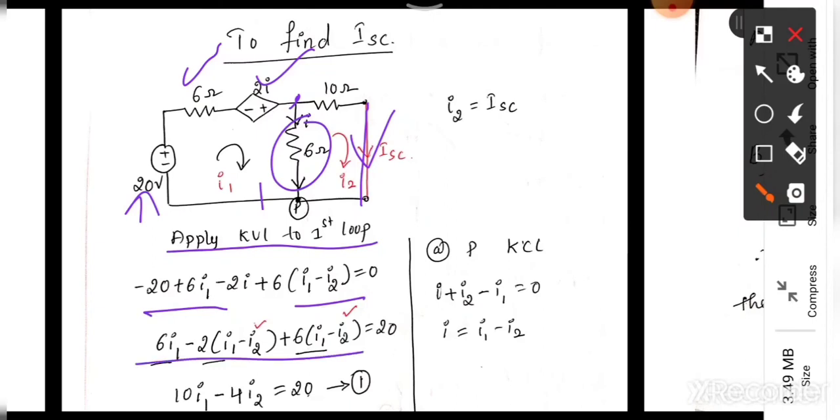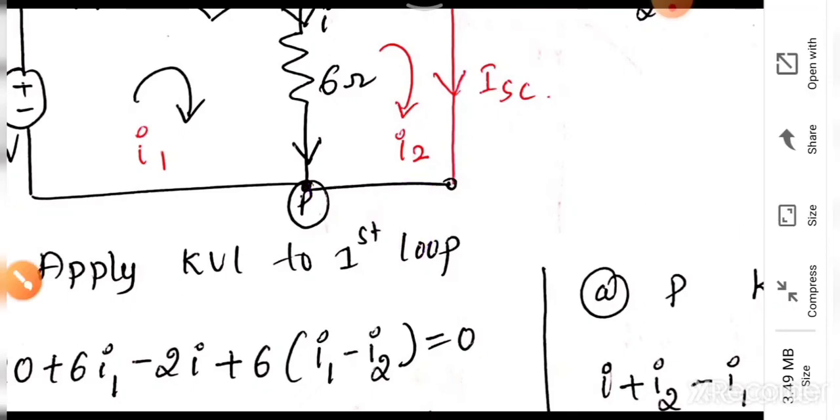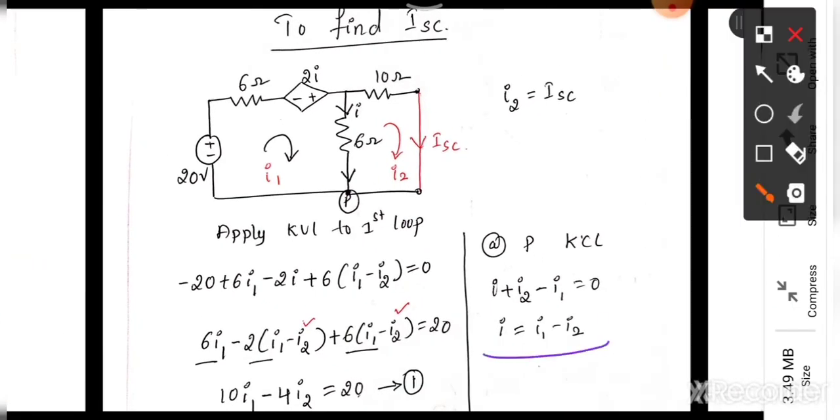You can simplify this equation, but now I cannot say I2 is 0, remember, because I2 is the second loop current. Simplifying, you get 10I1 minus 4I2 equal to 20. Let's call this equation number 1. As I said, how do we calculate I here? Take a point P here and apply KCL. When you apply KCL, you can calculate what I is, and on that basis you substitute here.